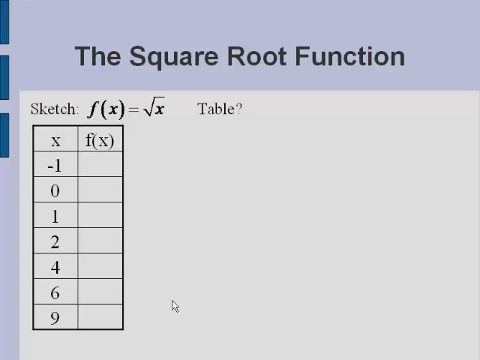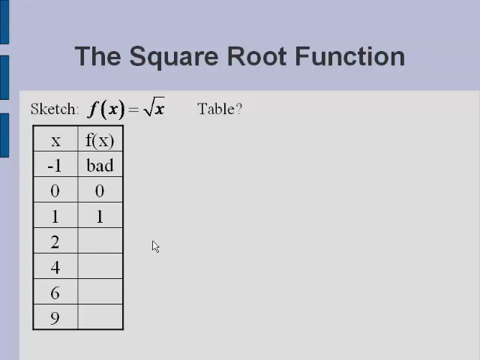Now let's go through the inputs and decide what the output should be for this function. If the input is -1, the output, oh wait a second, the square root of -1 is not real. So this is a bad input. Okay, what about 0? Can we take the square root of 0? Yes, absolutely. The square root of 0 is 0. What about 1? The square root of 1 is 1. 2. The square root of 2, we can take the square root of 2. It's not such a nice number, but we can.